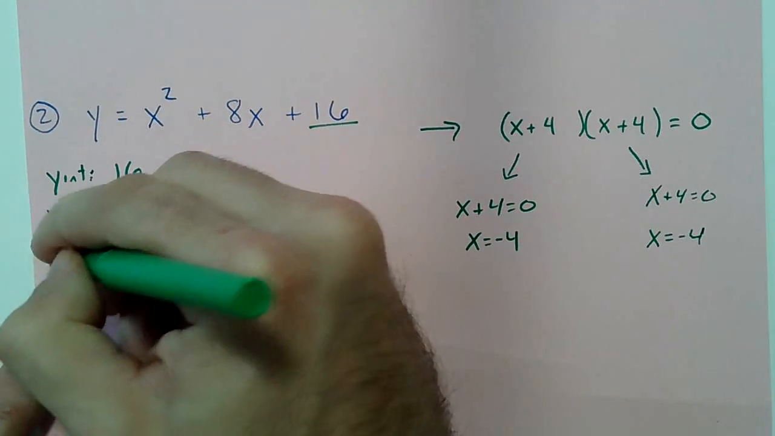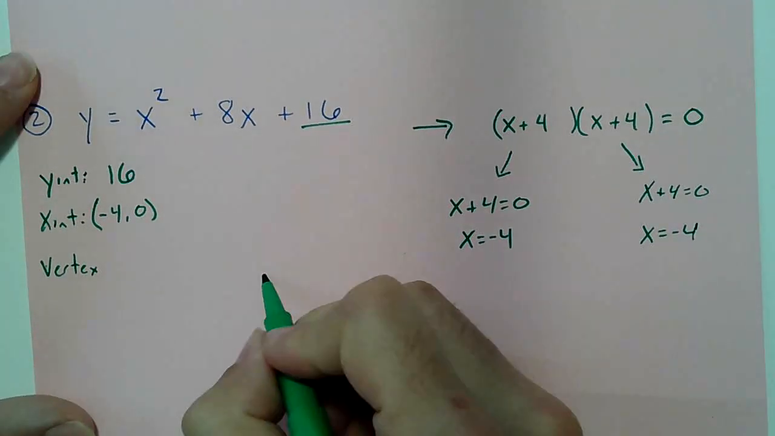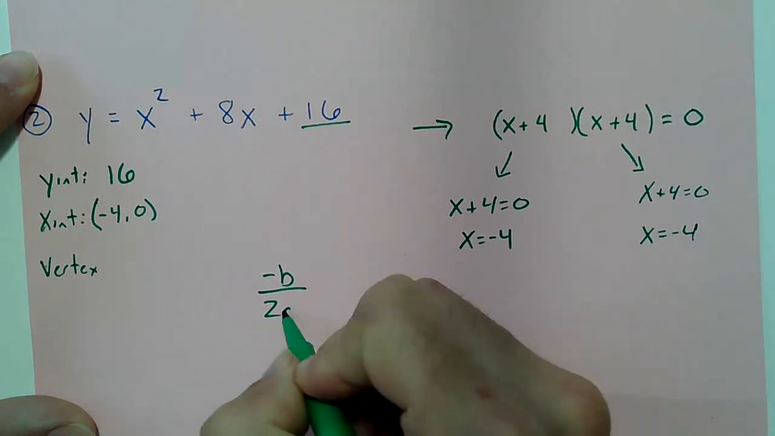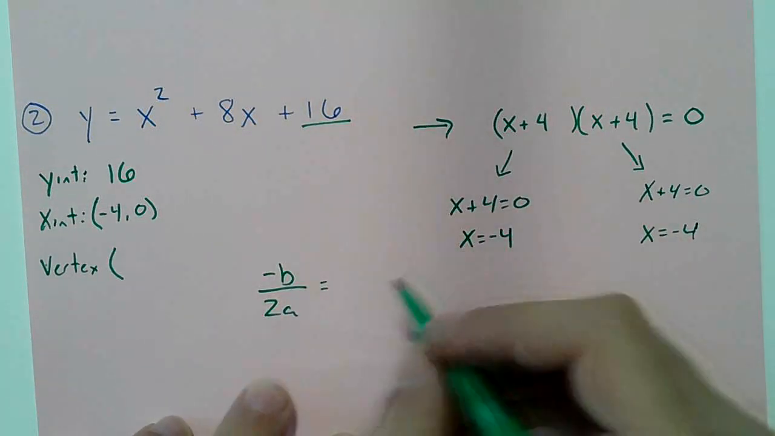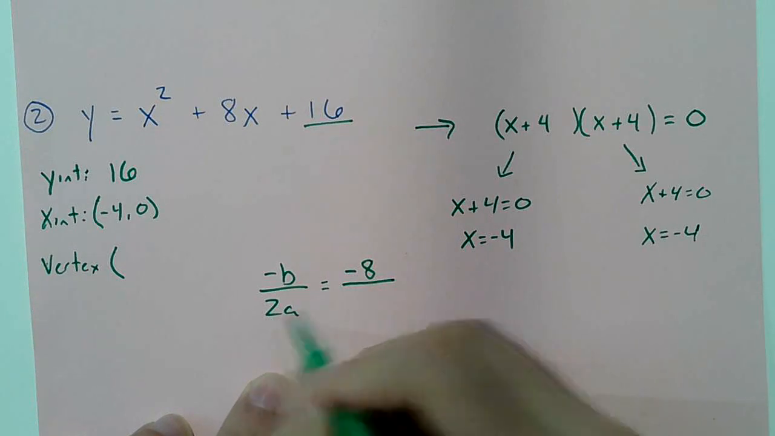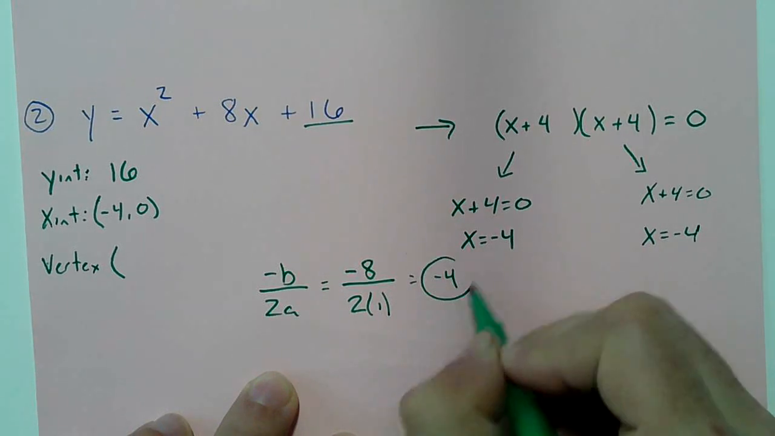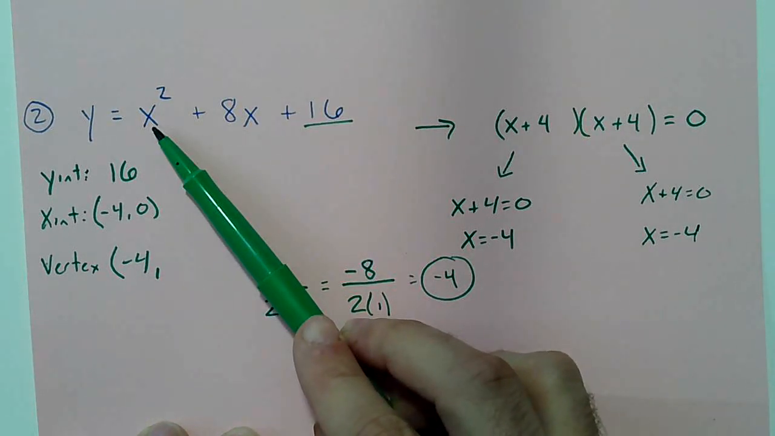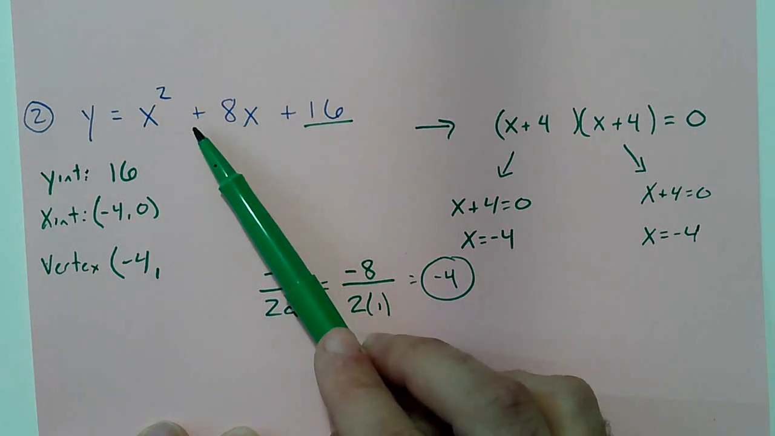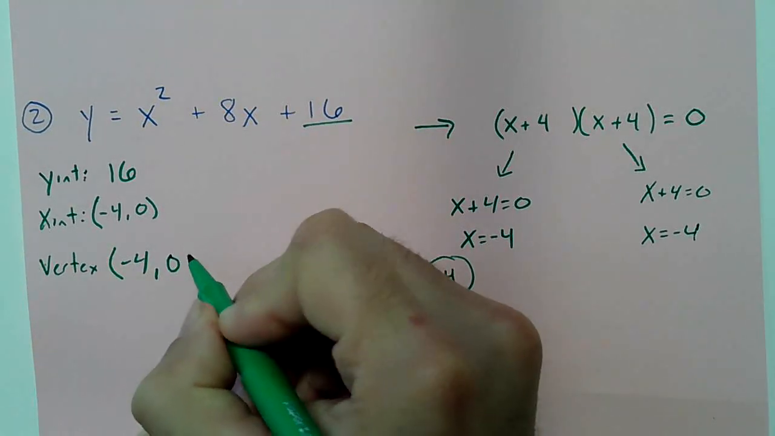And now let's look at the vertex. I'm going to use the opposite of b divided by 2a. So to get that first value, the opposite of b is going to be negative 8. 2 times the a value, which is 1, gives me negative 4. So I can now see that vertex is my x-intercept. And when I plug in negative 4, I'm going to get 16 plus negative 32, which is negative 16, plus 16, which gives us 0.